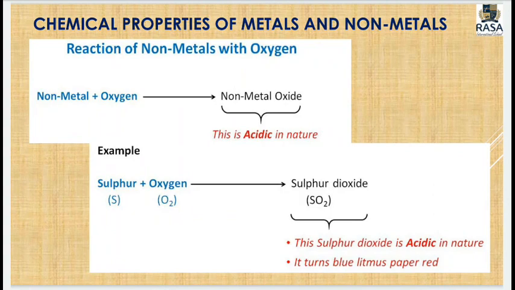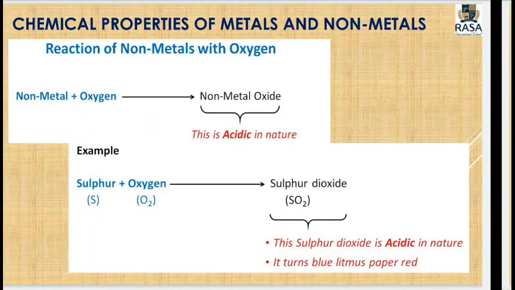Acidic. So they turn the blue litmus to red. So here we have an example. Sulfur reacting with oxygen leads to the formation of sulfur dioxide, which is an acidic oxide. Okay, so this is acidic in nature and turns the blue litmus to red.